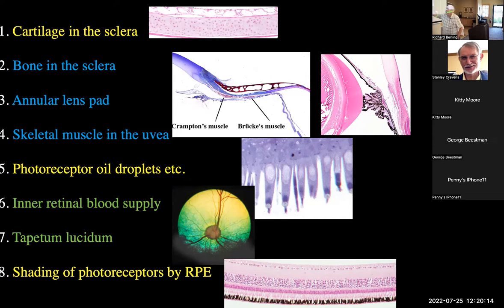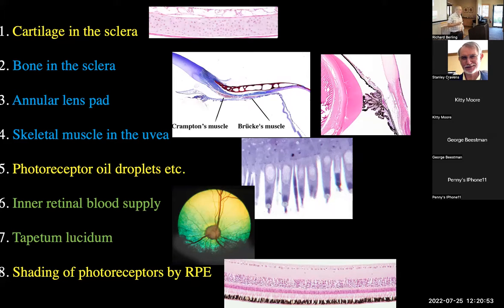Photoreceptor oil droplets. This is a high resolution image of a raptor, of a hawk retina. The thick cell outer segments here are cones. This happens to be a double cone, but then at the edge of what we call the inner segment are these little structures here, which are oil droplets, not seen in placental mammals or marsupials, but seen in birds and reptiles.